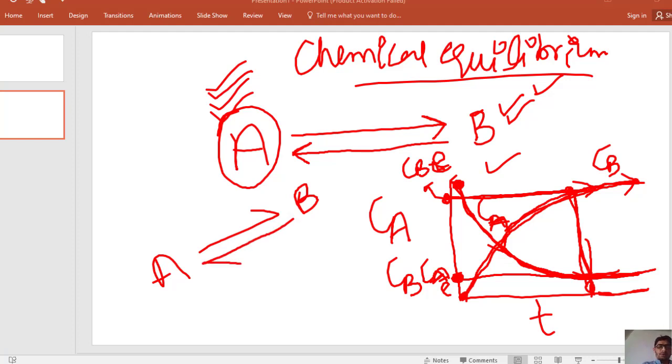So at equilibrium the number of molecules which converted into B was equal to the number of molecules which converted again into A in the reverse direction. So at equilibrium the rate of forward reaction is equal to the rate of reverse reaction. So this is about chemical equilibrium. Thanks.